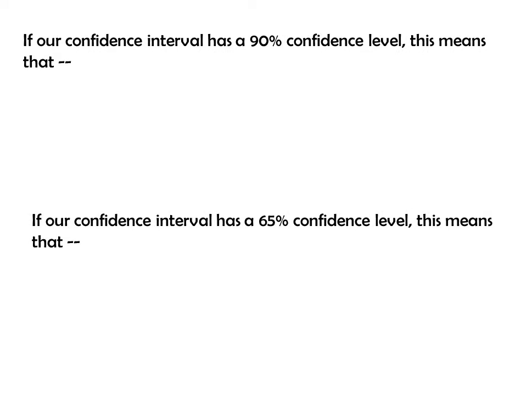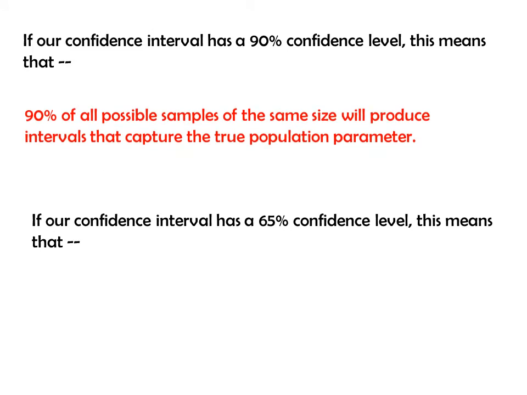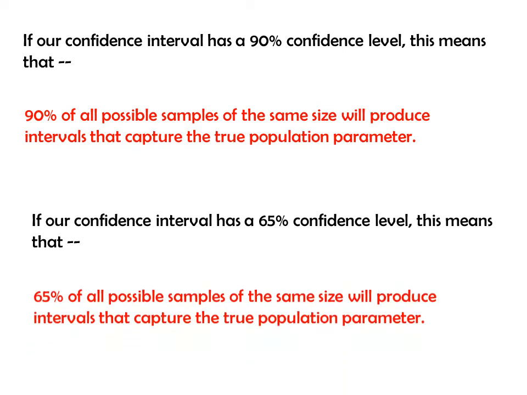If our confidence interval has a 90% confidence level, this means that 90% of all possible samples of the same size will produce intervals that capture the true population parameter. And finally, if our confidence interval has a 65% confidence level, this means that 65% of all possible samples of the same size will produce intervals that capture the true population parameter.